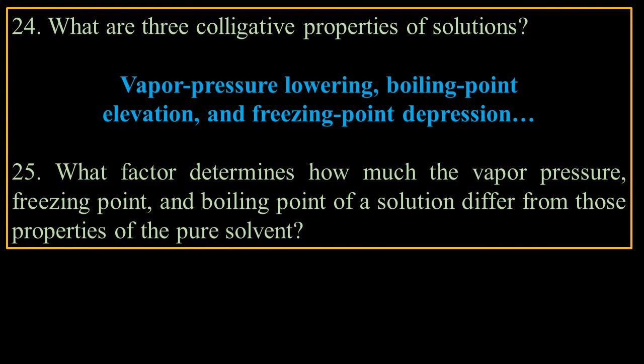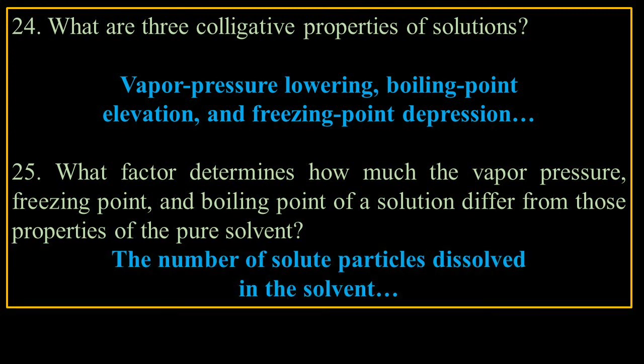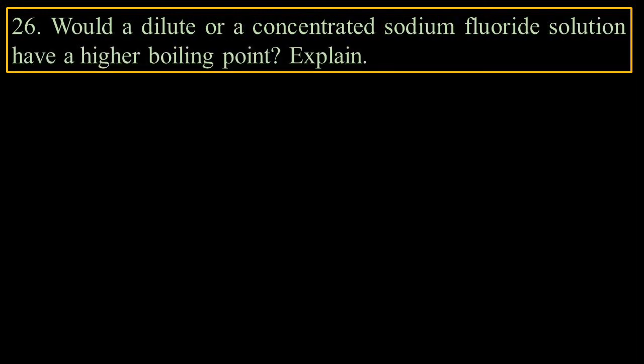What factors determine how much the vapor pressure, freezing point, and boiling point of a solution differ from those properties of the pure solvent? What factors determine? The number of solute particles dissolved in the solvent. Notice it says solute particles, a hint for later. Sucrose doesn't dissociate, so it's only one particle, whereas salts, ionic compounds, will. Sodium chloride will be 2 particles, calcium chloride will be 3 particles.